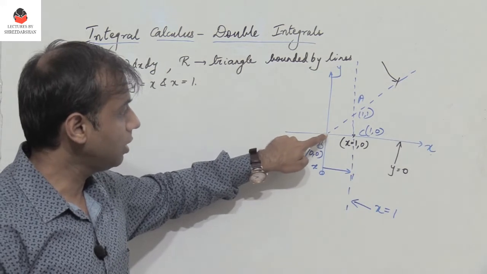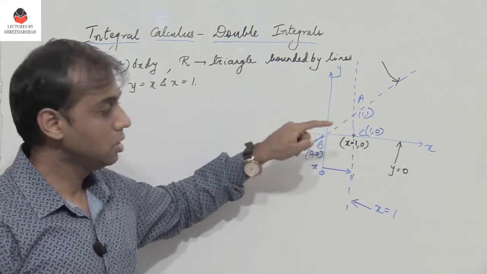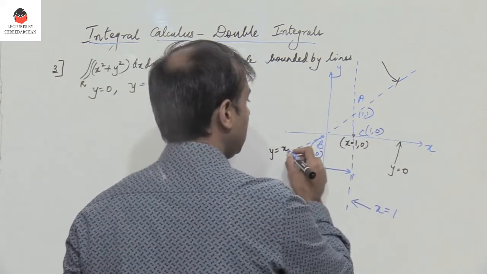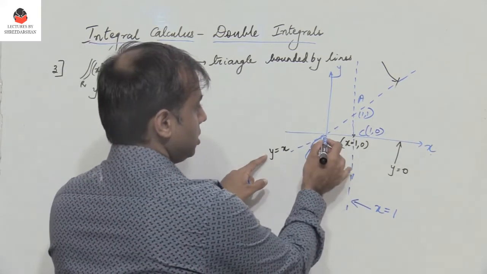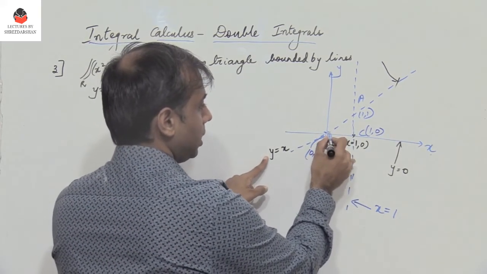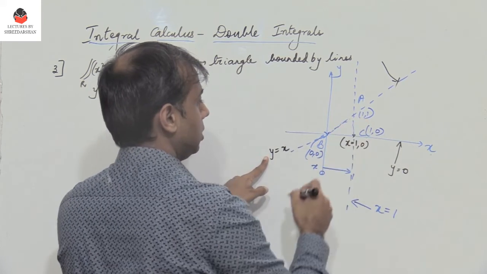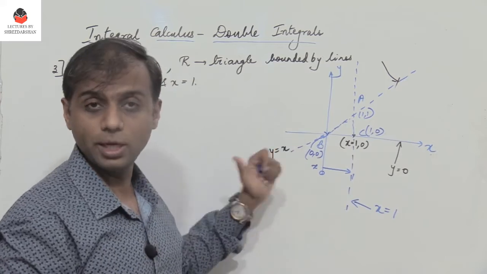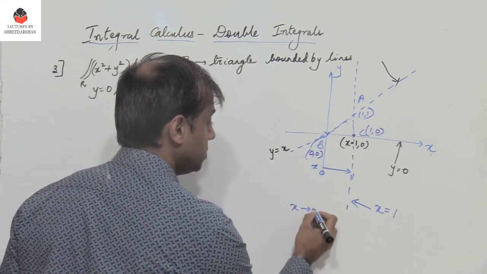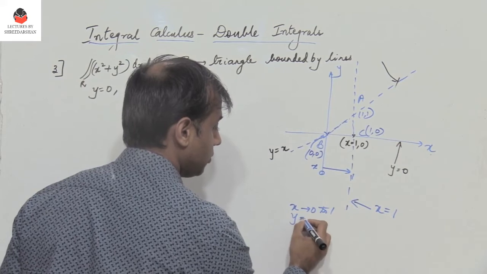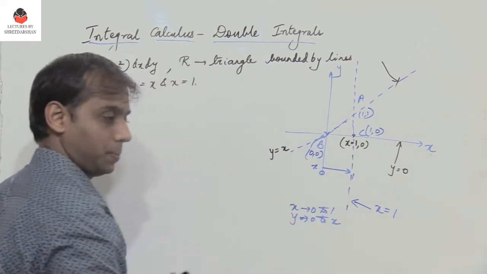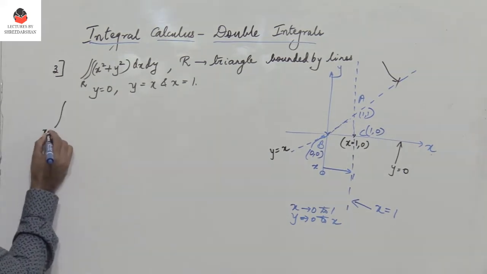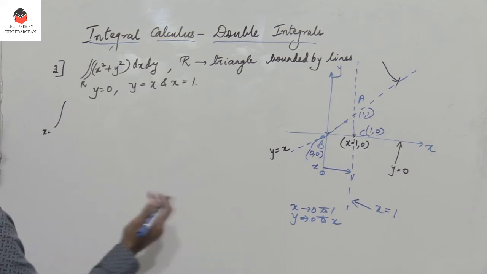Whereas y, how is y varying? There is an inclination, there is a line like this. So y is varying from 0. At this point y is 0. So this is the line y equals mx, isn't it? So at this point y is 0, and then all along this line, how is y varying? It is varying such that it is equal to x. So x varies from 0 to 1, whereas y varies from 0 to x. So this is something which you need to remember. So here we have x varying from 0 to 1 and y varying from 0 to x.